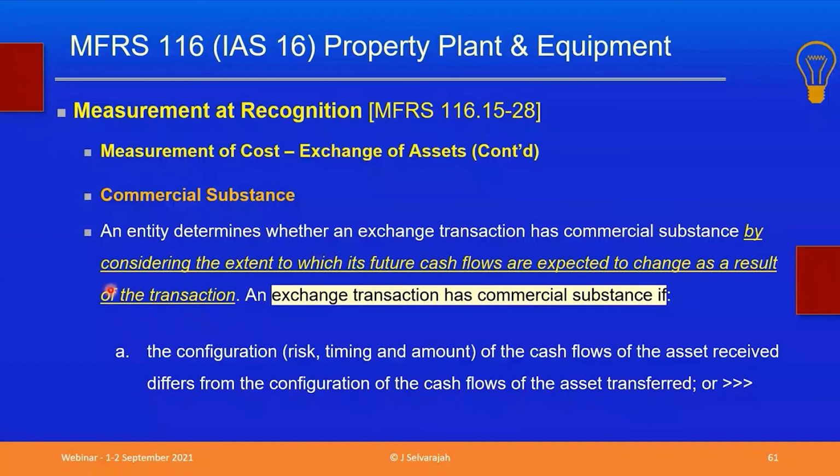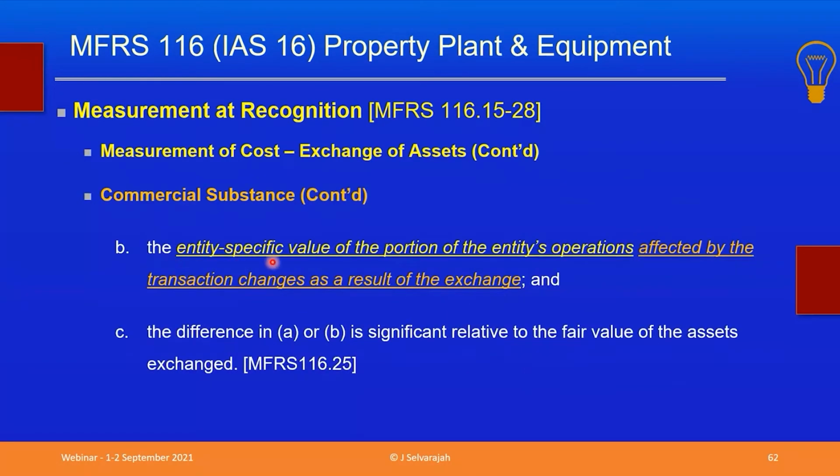Okay. So an exchange transaction has commercial substance if the configuration, that means the risk, the timing, and the amount of the cash flow of the asset that you receive, so you're taking over another asset, differs from the cash flow that you transferred out. Then there is commercial substance, right? The entity-specific value of the portion of the entity's operation affected by the transaction as a result of the exchange.